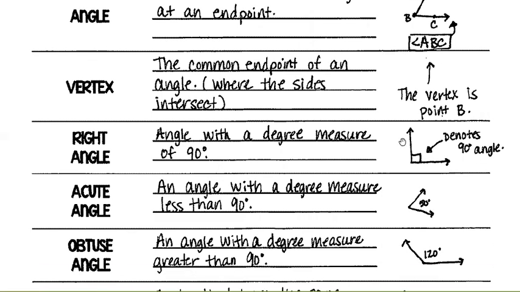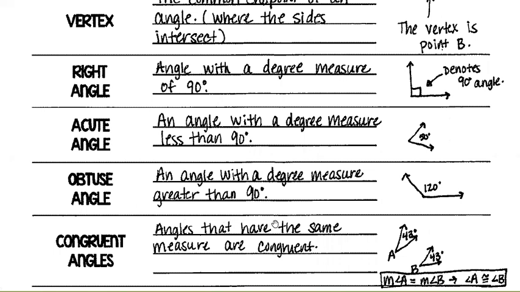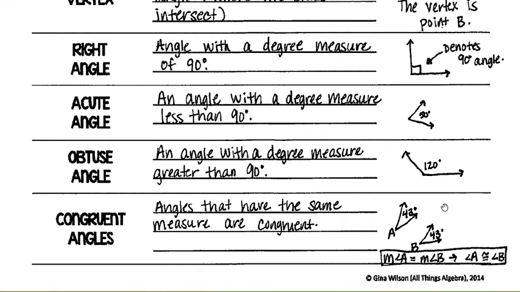Now obtuse angles, it goes the other way. If I were to move my 90 degrees to the left over here, then that will be obtuse, when it's greater than 90 degrees. An angle with a degree measure greater than 90 degrees is an obtuse angle. So a 120 degree angle is obtuse. Congruent angles, angles that have the same measure, are congruent. So angle A and angle B are congruent because they both have 40-degree angles. So measure of angle A is equal to measure of angle B. So angle A is congruent to angle B.